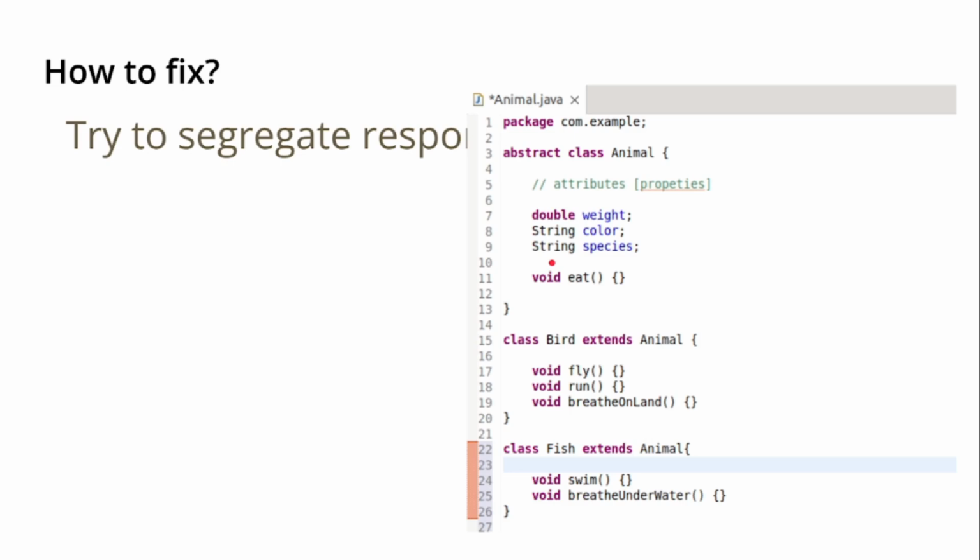Now we want to define the Bird class and the Fish class. We have created a class Bird which extends the Animal class. Bird has the functionality of fly, run, and breathe on land, and it extends eat from Animal. Same goes for Fish: Fish has swim and breathe underwater, and it extends eat from the Animal class. That's how I've fixed the previous problem. Now swim is not defined for cheetah or pigeon, hence the issue is fixed.